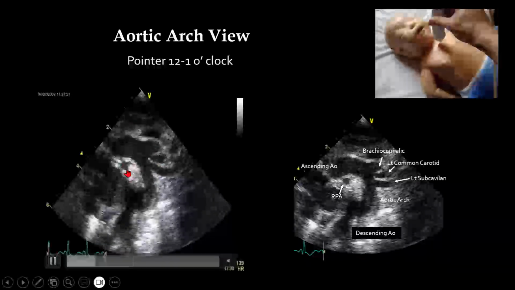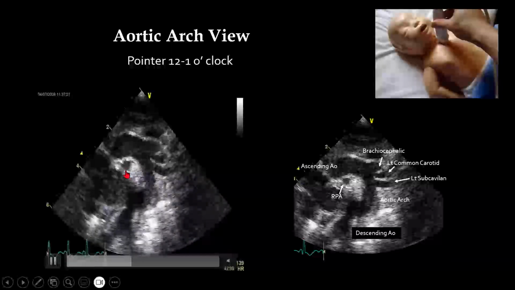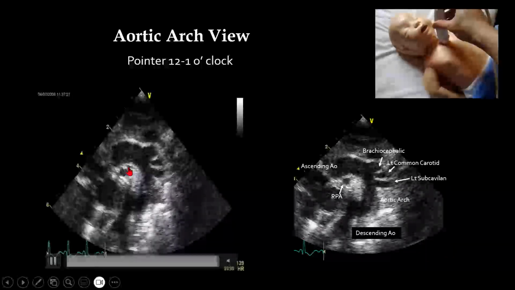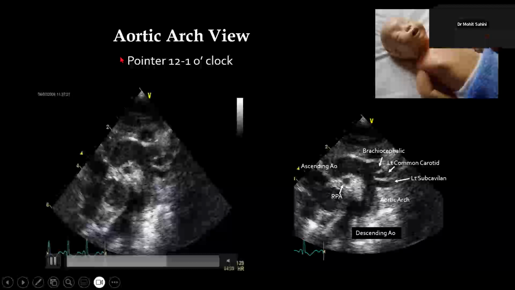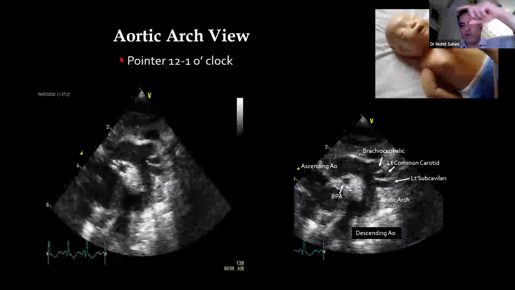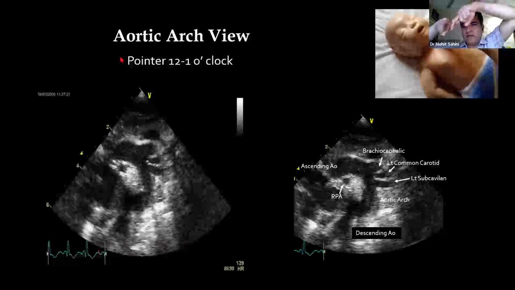And what you are seeing here is the RPA, right pulmonary artery, because the aorta and pulmonary artery are at right angles to each other. So the aorta is moving like this, wrapping like this. The pulmonary artery is divided and crosses the aorta like this. So when you cut the aorta longitudinally, this pulmonary artery, RPA, will be cut cross-sectionally. So that's why you see the RPA like this.